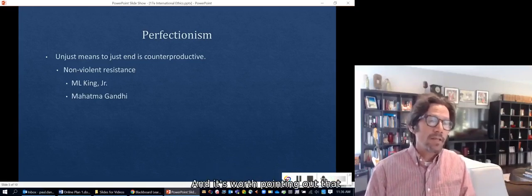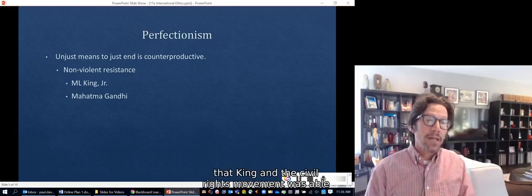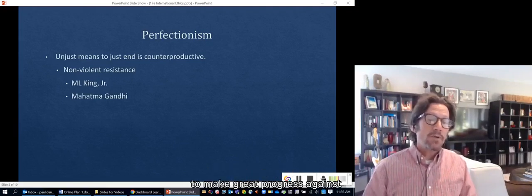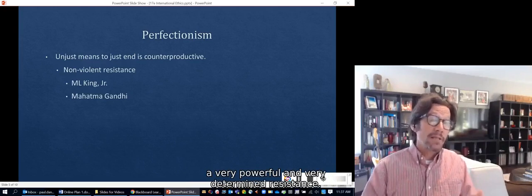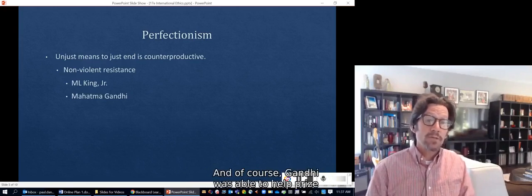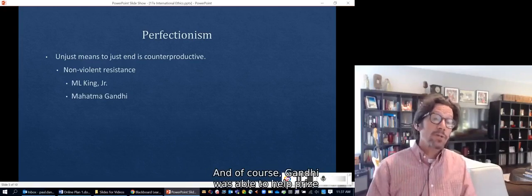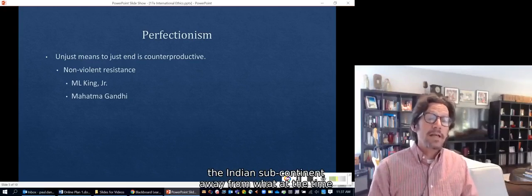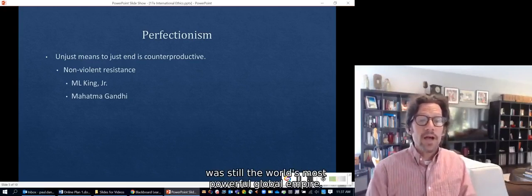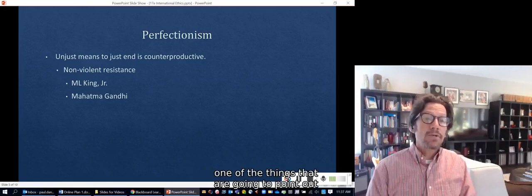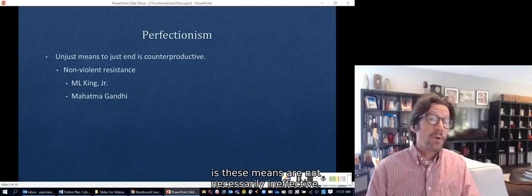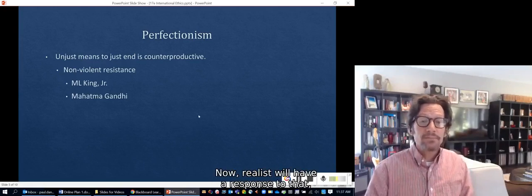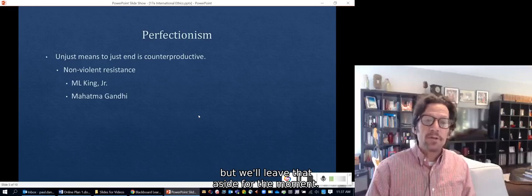And it's worth pointing out that King in the Civil Rights Movement was able to make great progress against a very powerful and very determined resistance. And of course, Gandhi was able to help prize the Indian subcontinent away from what at the time was still the world's most powerful global empire. So perfectionists are going to point out that these means are not necessarily ineffective. Now, realists will have a response to that, but we'll leave that aside for the moment.